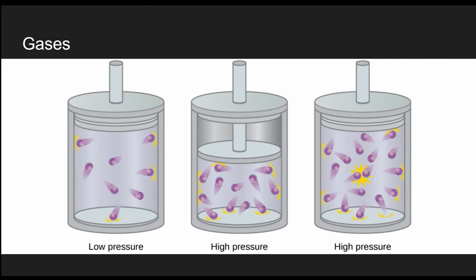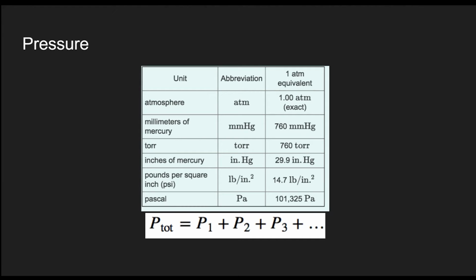And the high pressure cylinders in the picture are high pressure either because of the low volume or the high amount of particles. These are some of the measurements for pressure and how many ATMs they are equal to. ATMs are equal to the amount of pressure the atmosphere exerts, and Dalton's law of partial pressure is an equation for finding the total amount of pressure, which is at the bottom right there.